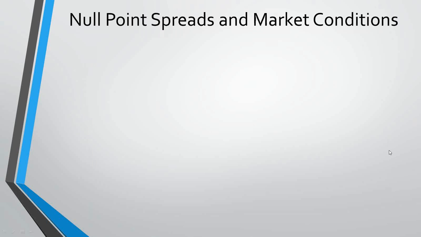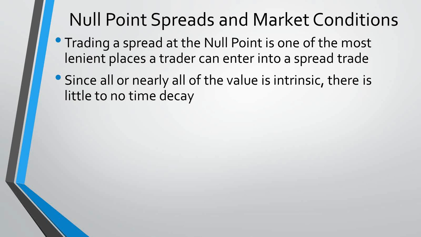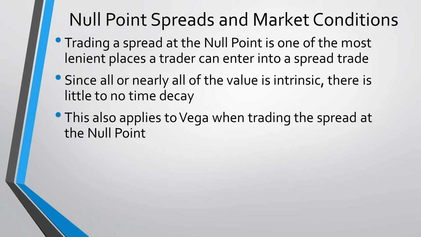All right, so let's get into some market conditions and how path trading looks at these market conditions. Trading a spread at the null point is one of the most lenient places a trader can enter into a spread trade. Since all or nearly all of the value is intrinsic, there's little or no time decay. This also applies to Vega when trading the spread at the null point. For the people who've seen our webinars in the past where we go over the groups, remember, in most of these graphs, theta and vega, time and volatility, are interchangeable. The graphs look the same for most cases.